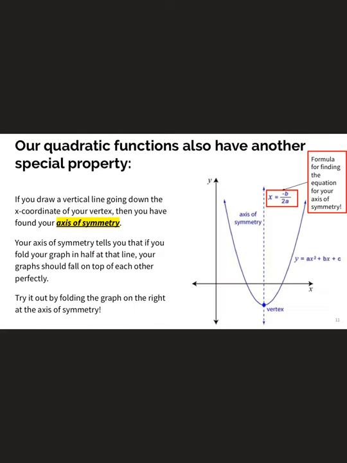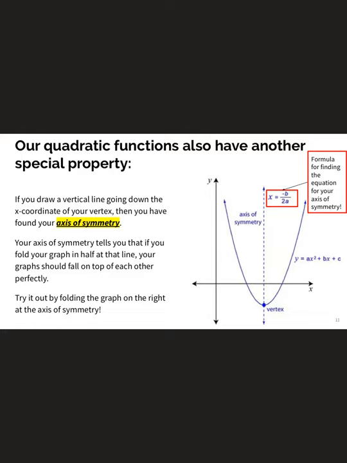So when we have quadratic functions, we also have another very special property. As we mentioned on one of the earlier slides, we have symmetry within this. And you're going to cover how to actually find the axis of symmetry algebraically in lesson 9. But for assignments 7 and 8, you just need to know how to find it graphically. So if you draw a vertical line going down the x-coordinate of your vertex, then you found your axis of symmetry. It's just going to be that x value for your vertex.